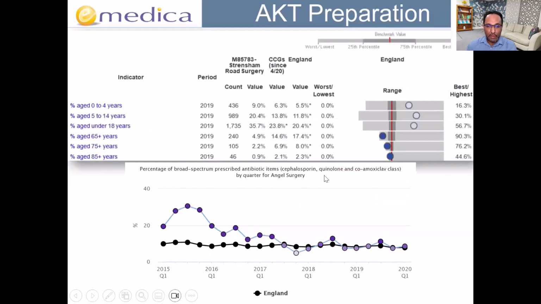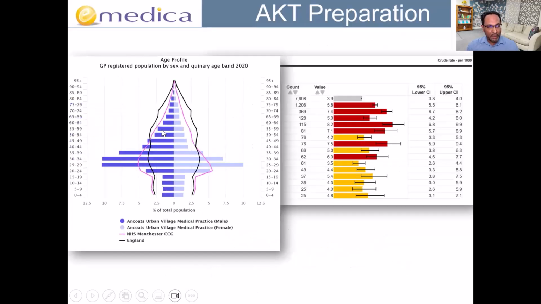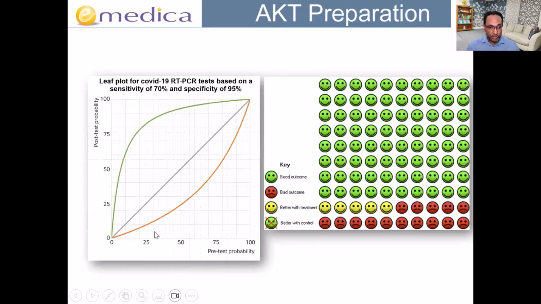And broad spectrum antibiotic prescribing is often used as a quality indicator. This is looking at age bands in 5-year groups for male and female patients for a specific practice. This practice is in Manchester. And then this is looking at infant mortality. Okay. But then, interpreting research. So this is called a leaf plot. It looks at pre and post-test probability and how that's impacted by test results. This is called a Kate's plot, sometimes described as a smiley face graph. It's a visual way to represent risk, but there's lots of other things you can calculate if you understand a Kate's plot.